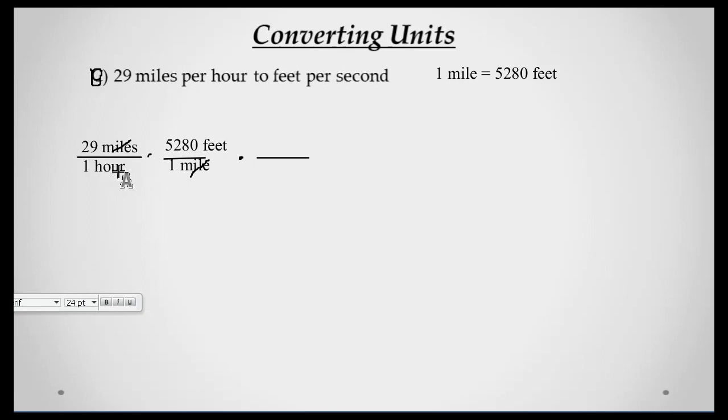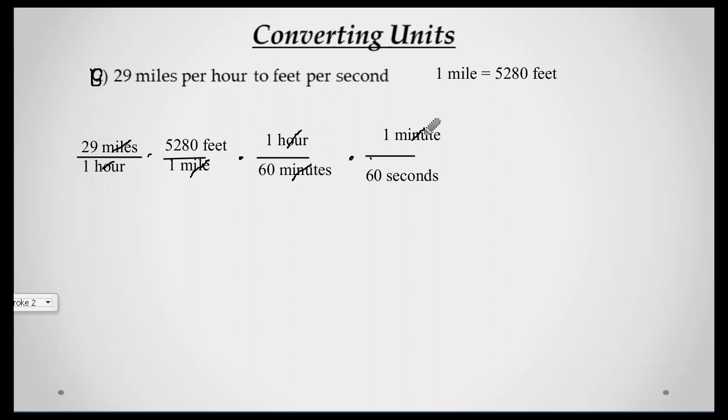So for every hour, I would have 60 minutes. So in order to make the hours cancel out, I'm going to need to have it on top. So I'm going to have 1 hour has 60 minutes. And that is going to now let my hours cancel out. Now I need to go from minutes to seconds. So again, same process. We know that 1 minute has 60 seconds. So the minutes now, when I set up this ratio, would need to go on top. So I am going to have 1 minute per 60 seconds. And that is going to now let me cancel out the minutes. So when all is said and done with this, I should have feet on top and seconds on bottom, which is exactly what I have left over.